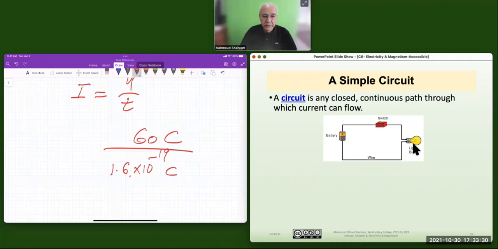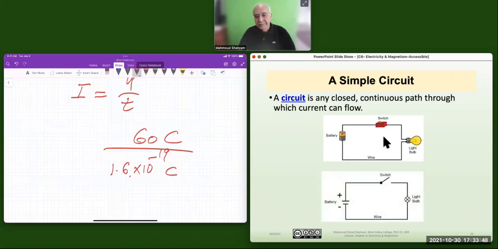With a switch you can turn it on or off. When you turn off the switch, you disconnect the circuit, so the carriers or current don't go through it. Rather than drawing these things all the time, we use symbols for simple circuits.